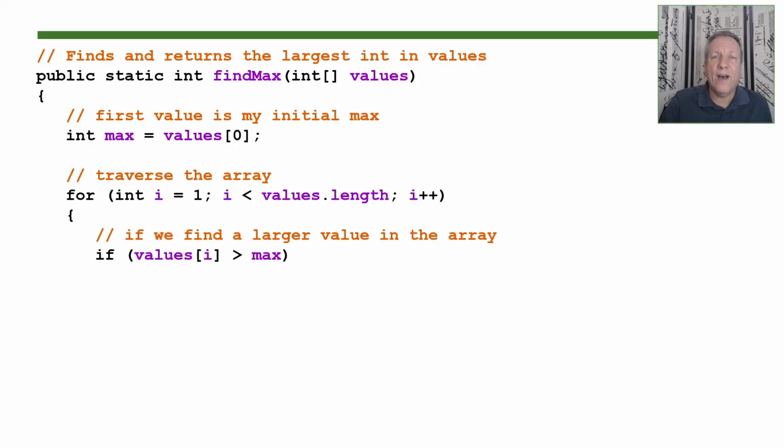Well, if values[i] is greater than max, if we ever find an element in values that is greater than our current max, then that becomes my new max value. So max equals values[i]. Are we finished? Can I return max?